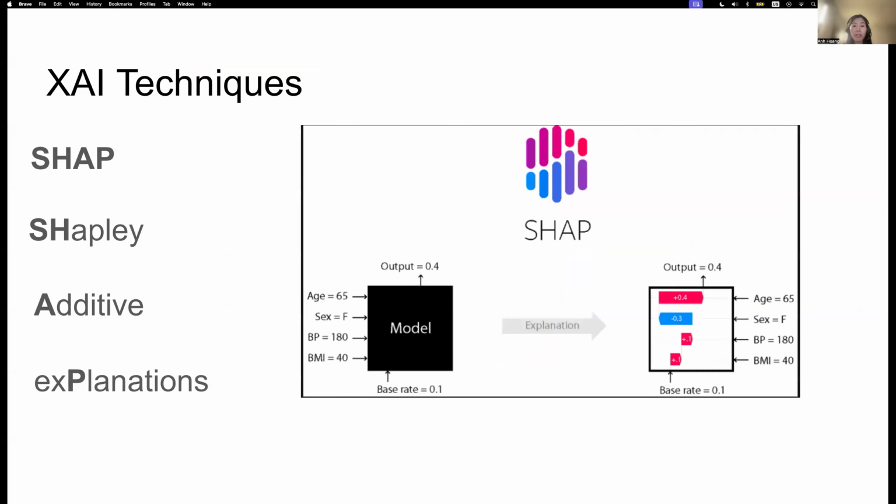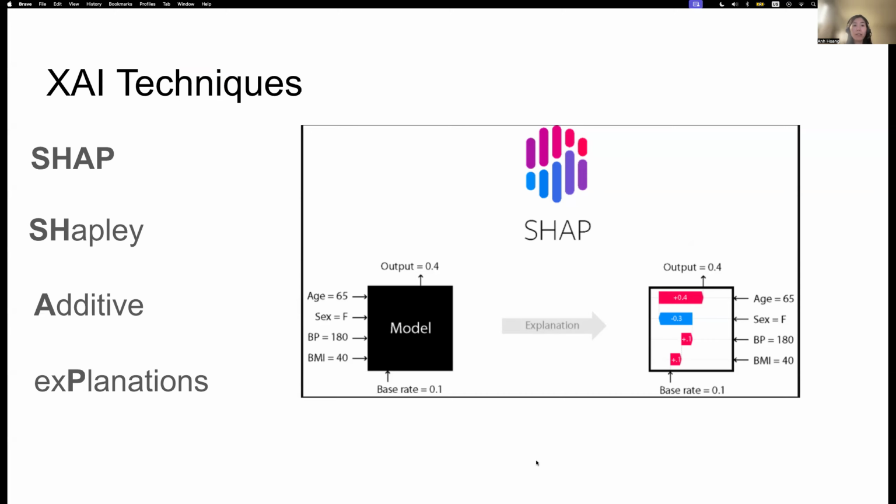We'll begin with SHAP. SHAP stands for Shapley Additive Explanations. The image shows how SHAP takes model output and breaks it down into contributions from each input feature. For example, age might contribute +4, while another factor might subtract 0.3. This helps us understand which features push the prediction up or down. It's like fairly dividing credit among team members in a group project.